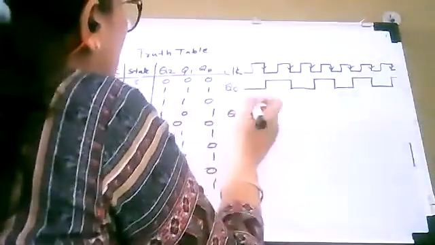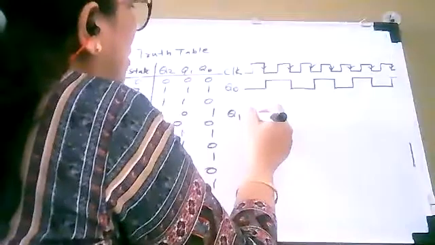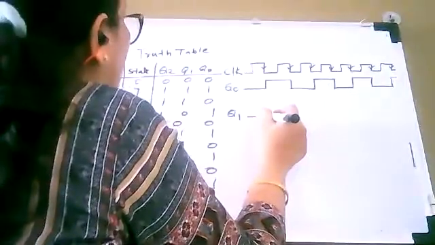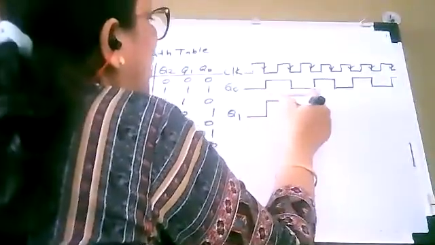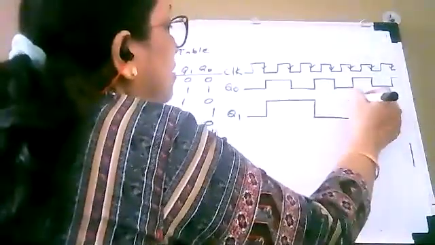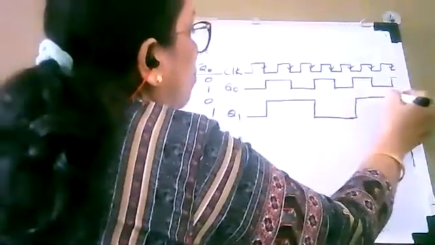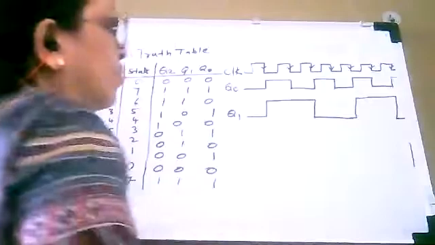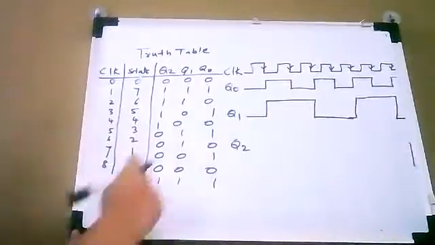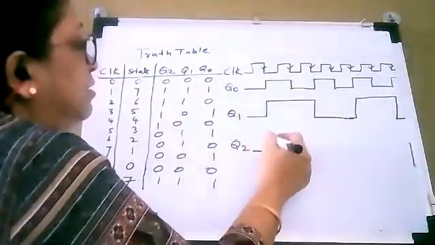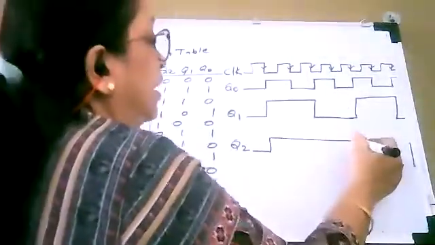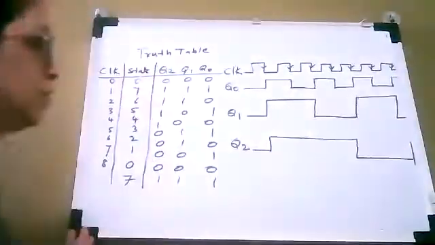Q1. If you see Q1, for one clock pulse, it is 0. For the next clock pulse, it is 1, and it will remain 1 for 2 more clock pulses. Thereafter, it will remain 0 for 2 more clock pulses. It will remain 1 for 2 more clock pulses, and again 0 for 2 more clock pulses. So it is the way in which we have to draw Q1. And for Q2, you can observe initially it is 0, and for 4 clock pulses, it will be 1. And thereafter, for 4 clock pulses, it will be 0.